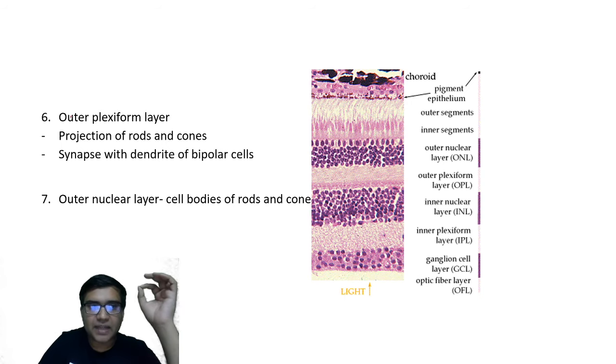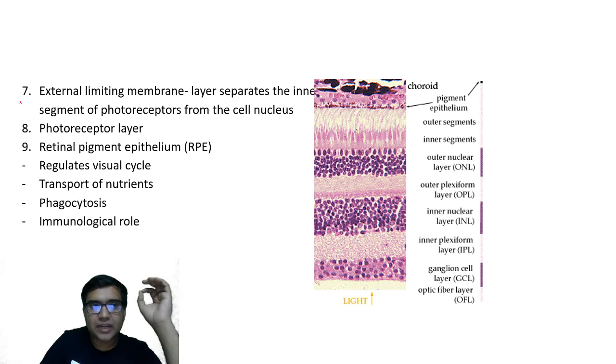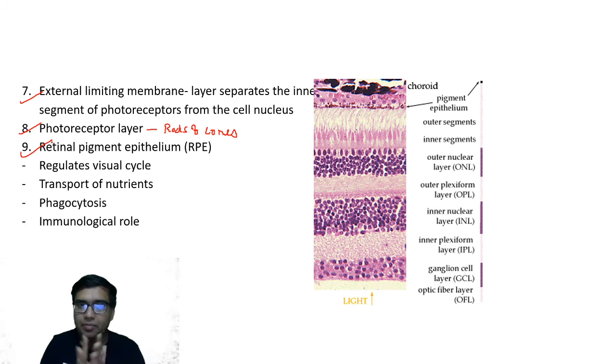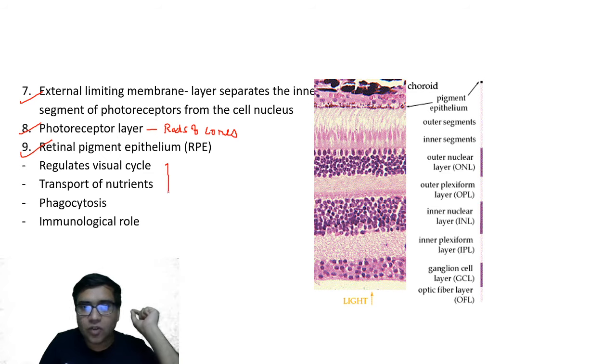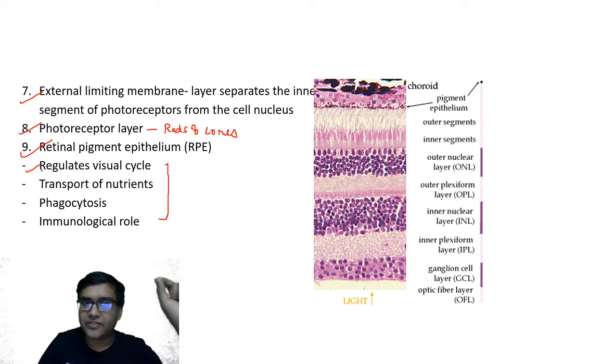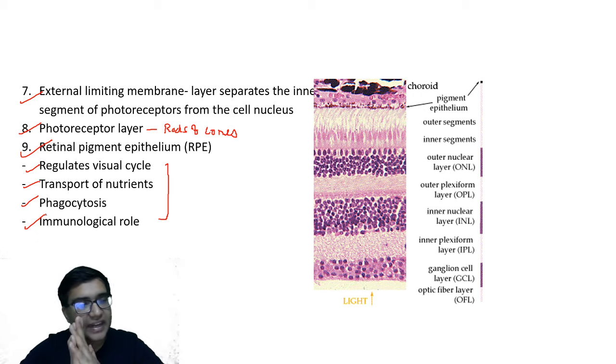Then comes the outer plexiform layer, then the outer nuclear layer, external limiting membrane, the photoreceptor layer having rods and cones, and the most important, the retinal pigment epithelium. A question can be asked on the roles of the retinal pigment epithelium. It regulates the visual cycle, transports nutrients, is important for phagocytosis, and the immunological role of the retina is there because of the retinal pigment epithelium.